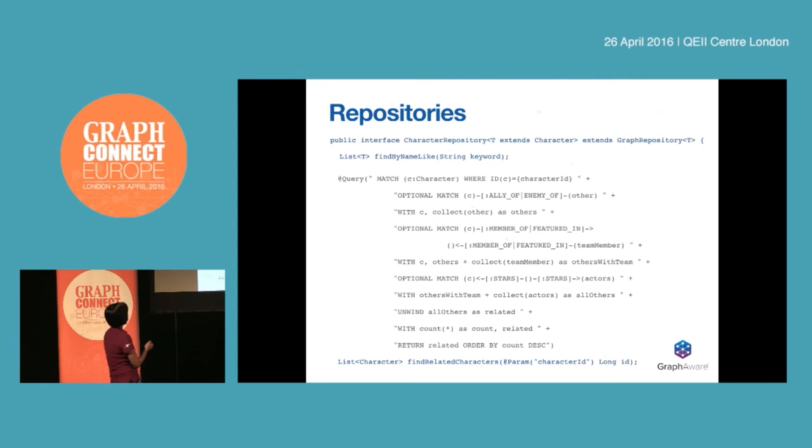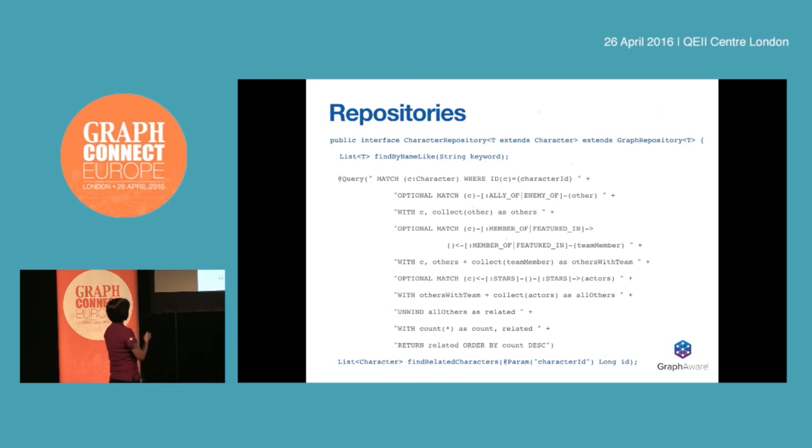You'll see that in this case we are returning T, because the application that we'll be showing you really has two kinds of searches. One is when you just search for all characters, and then I want to search for heroes, or I want to search for villains. Because these classes extend each other, and their repositories do as well, the find by name like will operate differently depending on whether you use it from a hero repository or from a villain repository, because it will really filter by the label.